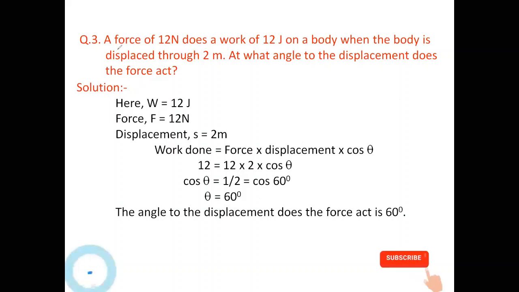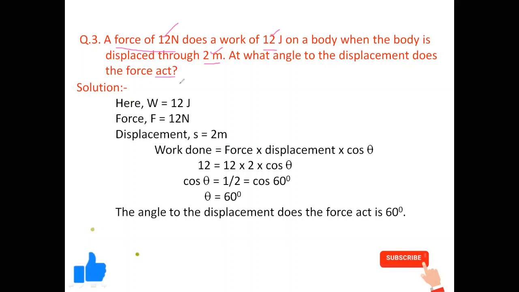Question number 3, a force of 12 Newton does a work of 12 joule on the body when the body is displaced through 2 meter. Okay, यहाँ पे क्या दिया है? Force भी दिया है, work done is also given here and displacement is also given here. Now we have to find out at what angle to the displacement done the force acts.